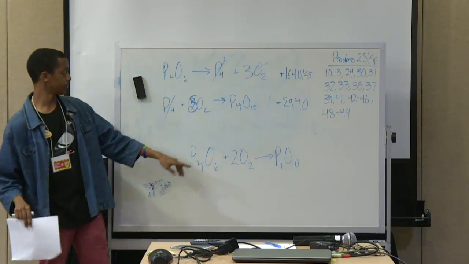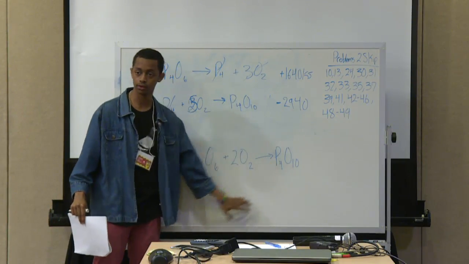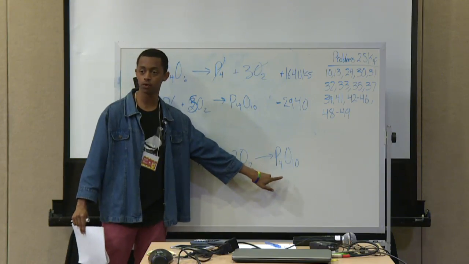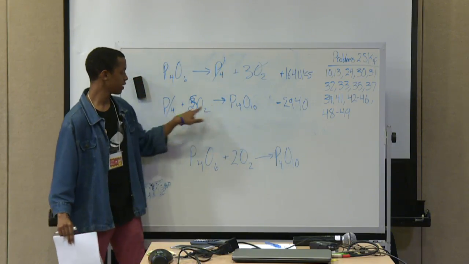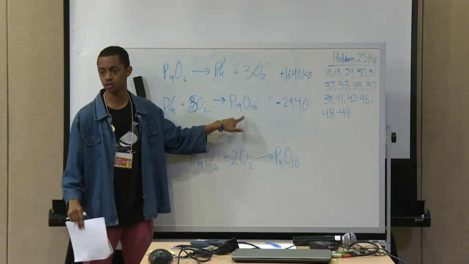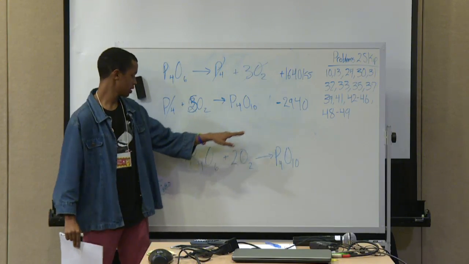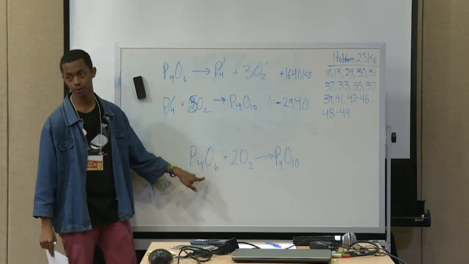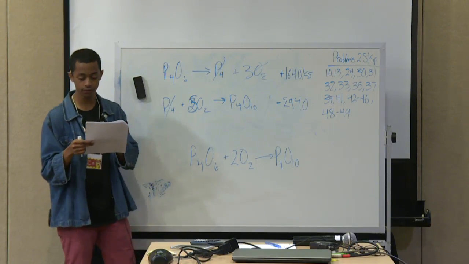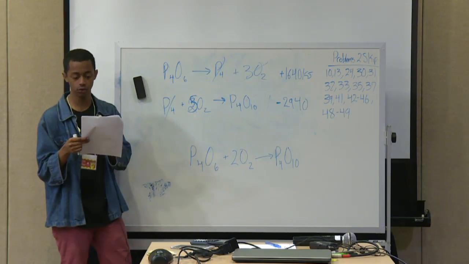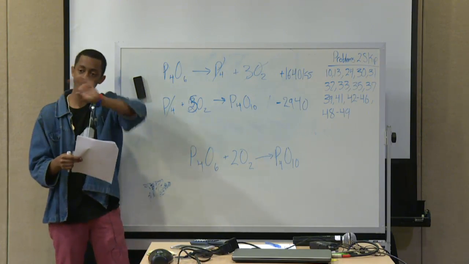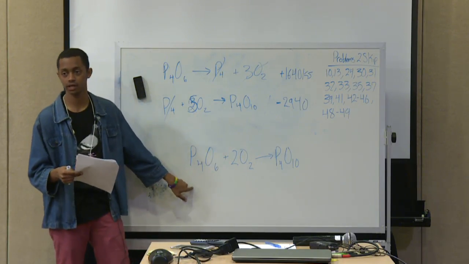I don't know which one to flip. All right, well, you just look at your final reaction or what you want. So I knew I wanted P4O10 in the products. One of them already had P4O10 in the product, so one of them already had some of the work done for me. But here, I needed P4O6 on the reactant side. If you look at the first equation that they gave you, P4O6 is on the product side, so I knew I had to flip that one to get P4O6 on the reactant side. Cool?